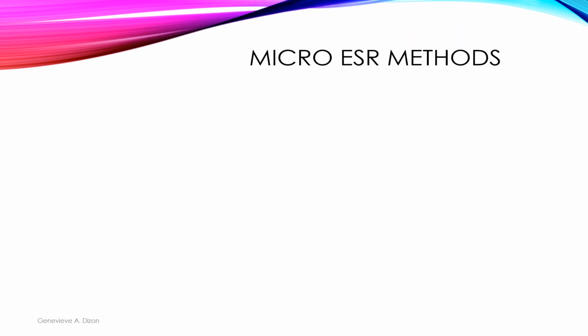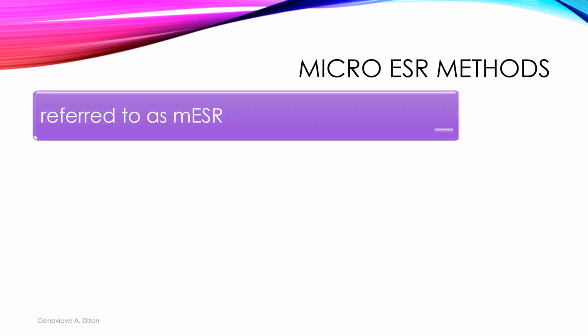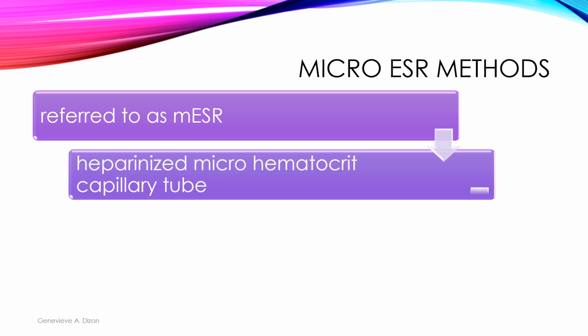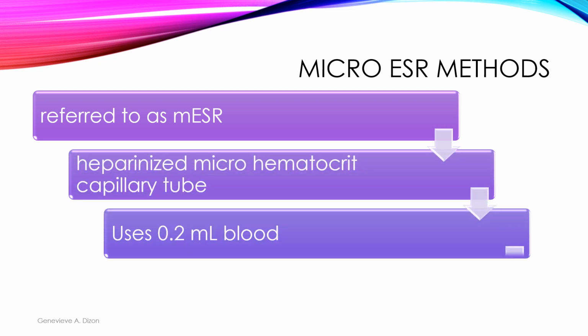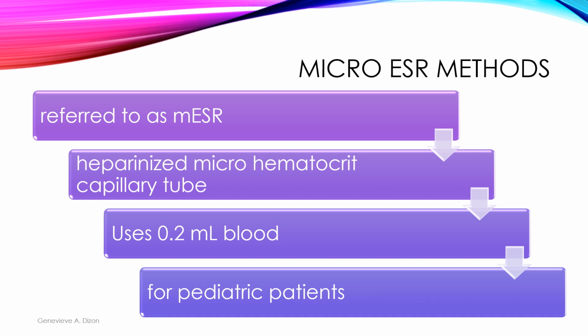The next method is a micro-ESR method, referred to as the MESR. It uses a heparinized microhematocrit capillary tube with 0.2 ml of blood, and this is usually used for pediatric patients.